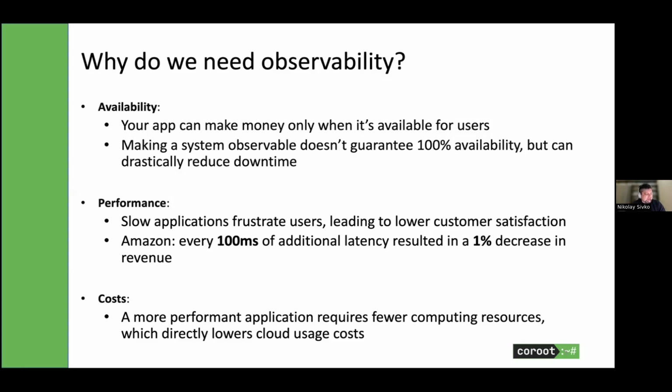And the last one is cost. If we optimize our applications and they consume fewer resources, we will pay less to our cloud vendor. And at some scales, it's super important to continuously optimize your applications.